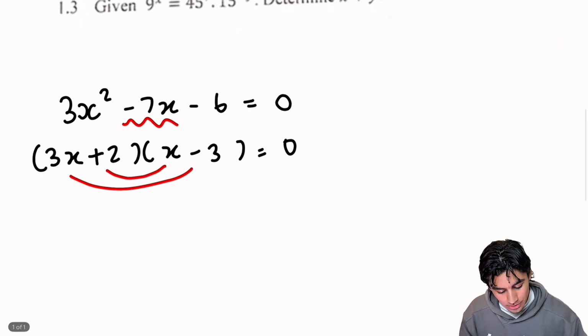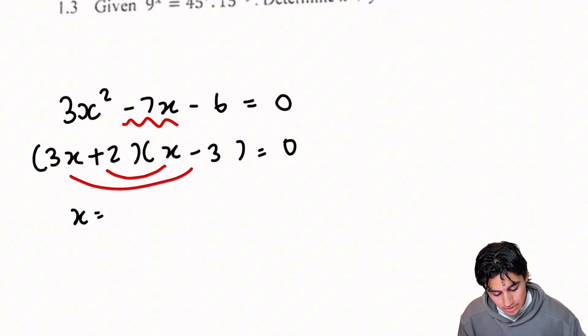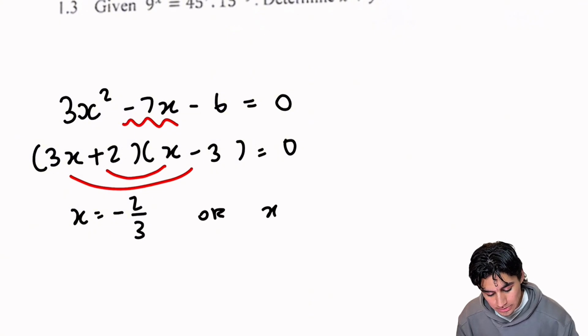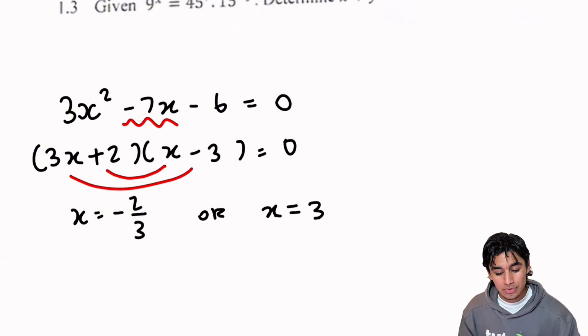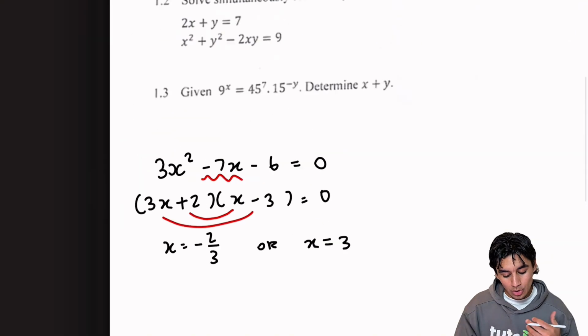Then all you want to do is solve for x, so x is going to equal minus 2 over 3, or x is going to equal 3. Okay, quite simple. On to the next question.